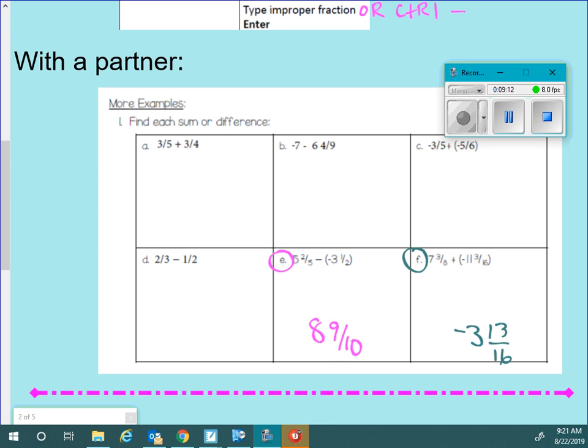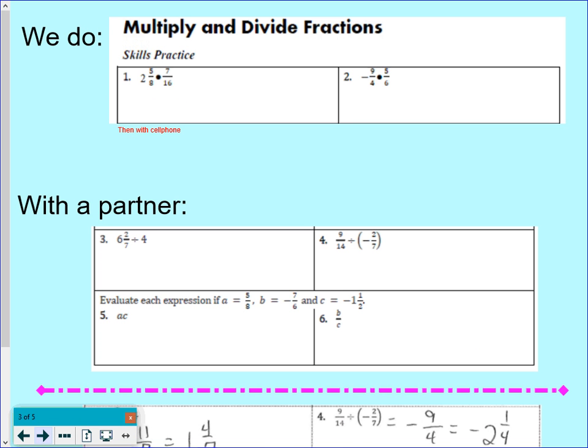All right, let's move on to the next page. Okay, and we have multiplication. So I want you with your table group to try number 1, and then I want you to try number 3. And then we're going to check. Okay? It's the same process except for addition and subtraction, you're putting in multiplication and division.